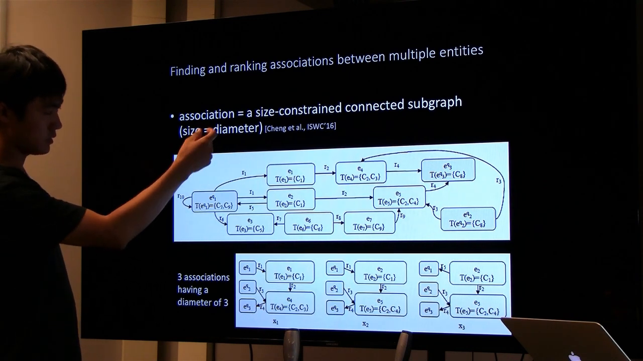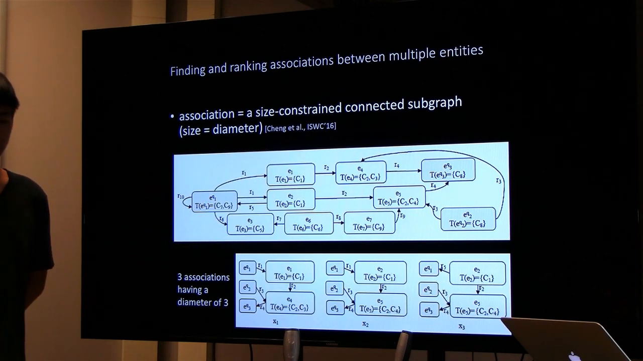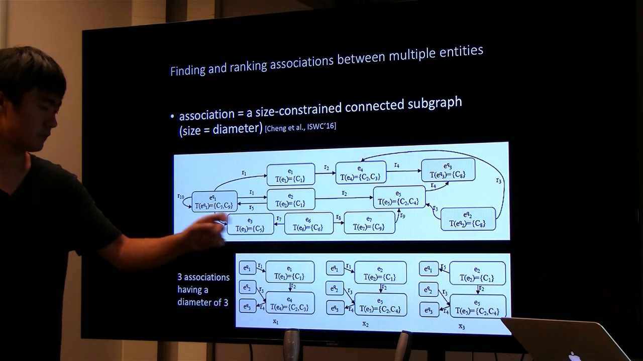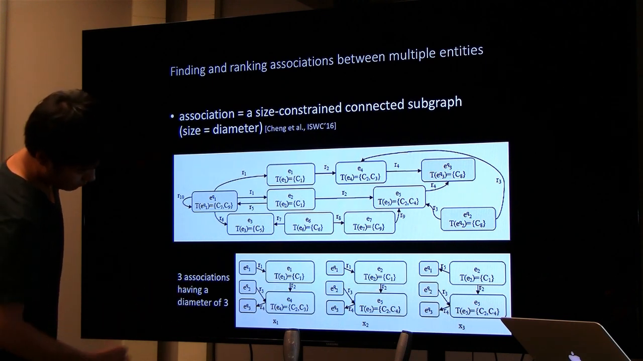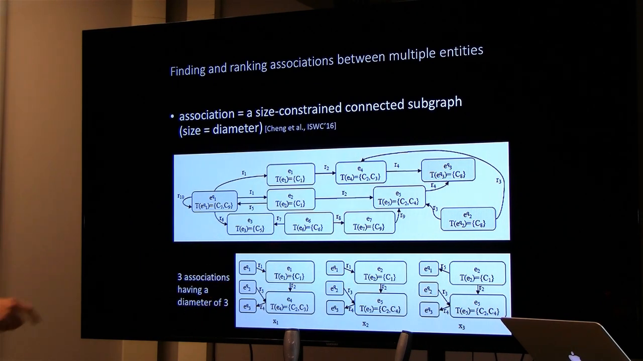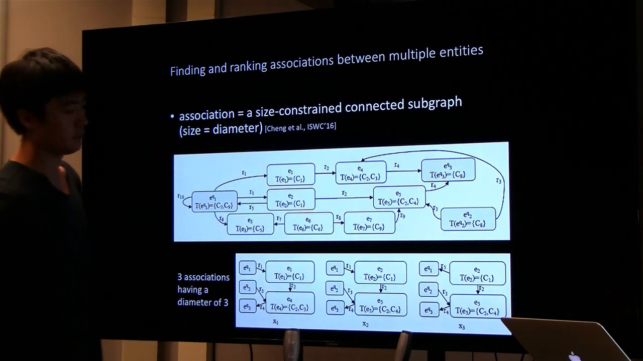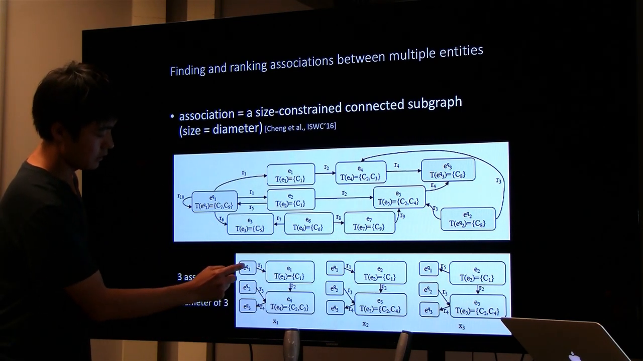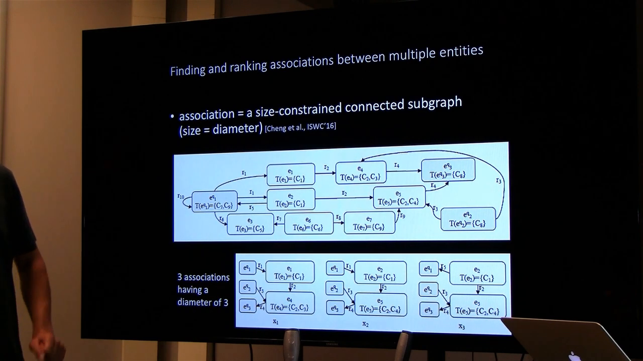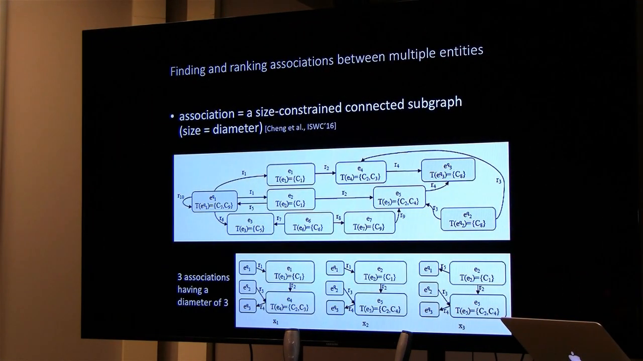We give a different definition of size. We do not use the number of additional entities that can be introduced. We use the diameter of this subgraph, because we believe that diameter is a natural extension of the length of a path. The diameter means the maximum of the distances between all pairs of nodes in this graph. So again, assume that we are interested in all the associations having a diameter of 3 or less. Then from this graph, we can still find these three associations that connect these three query entities. And for each of these associations, its diameter is just 3 or even less. That's a different definition of association.